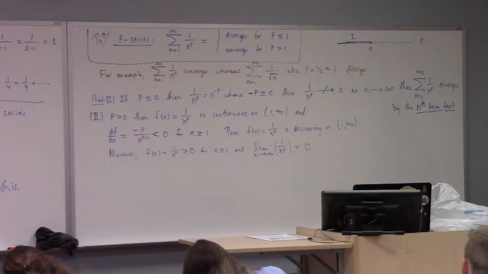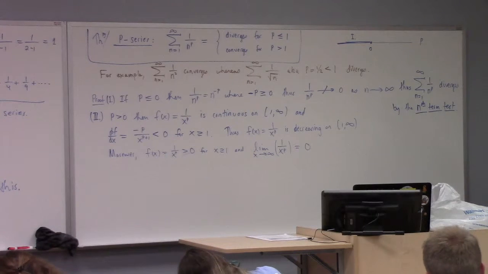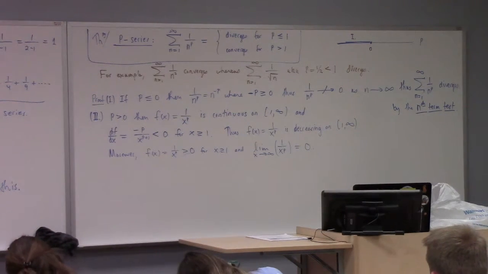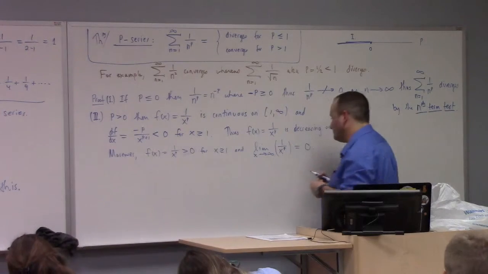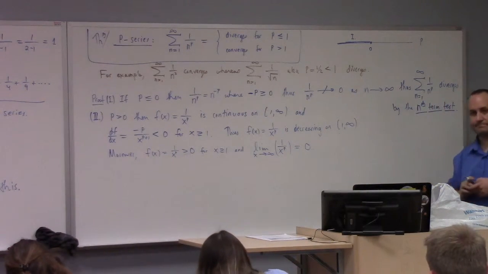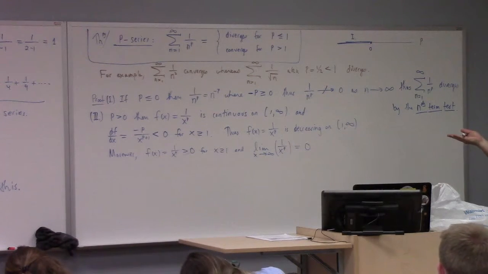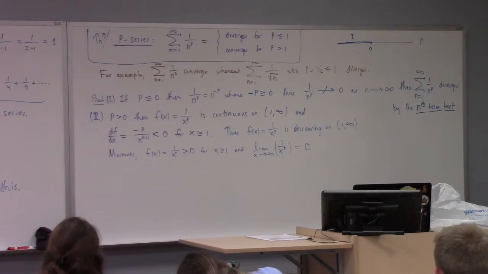How do I know that? Because p is positive, right? If p were negative, I couldn't say that the limit as x goes to infinity of 1 over x to the p was 0, right? If p equals minus 1, this limit is not 0. Do you guys know what I'm saying? If p was minus 1, this wouldn't be true, but we're assuming we're in case 2 where p is positive, right?